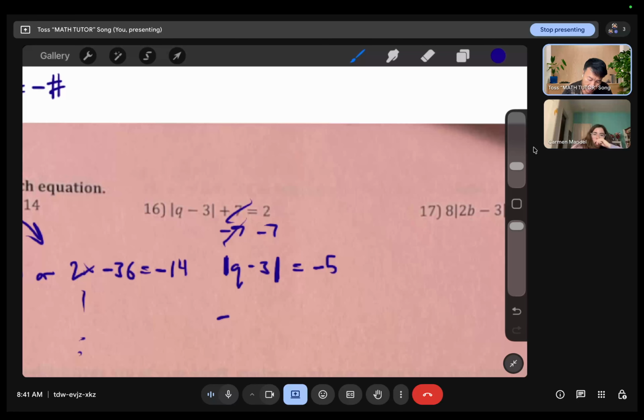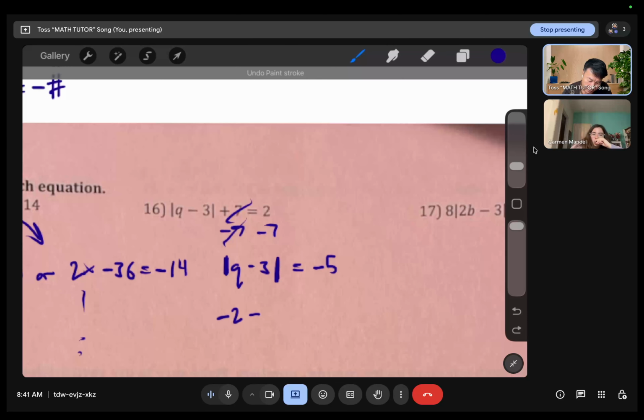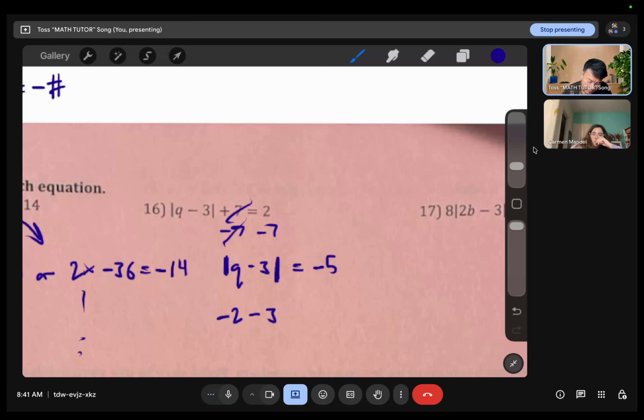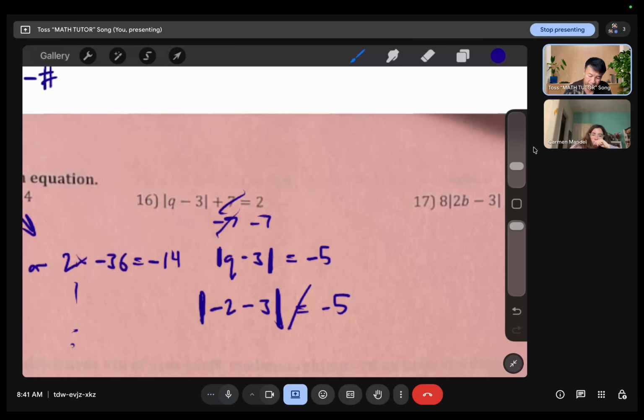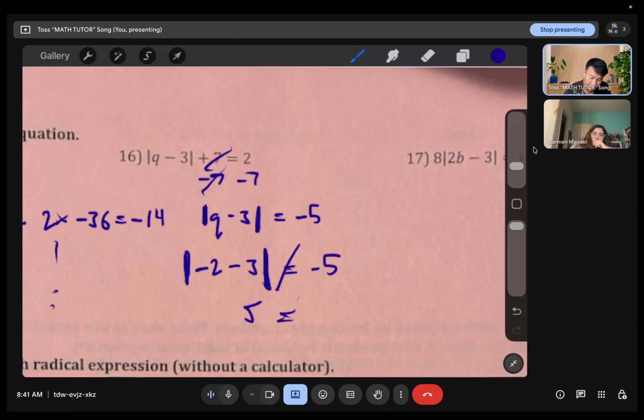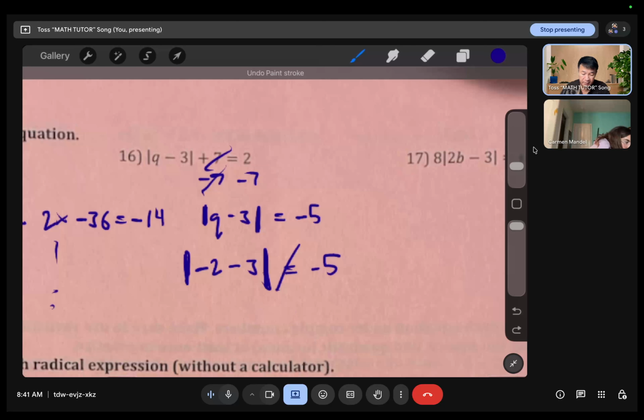If you think your Q is negative 2, I'll put it in to show it to you right now. So I plug in the Q being negative 2 inside the absolute value right here, or up there if you want. It doesn't matter. See, it's not true, because this here is 5. 5 is not equal to negative 5. See that?